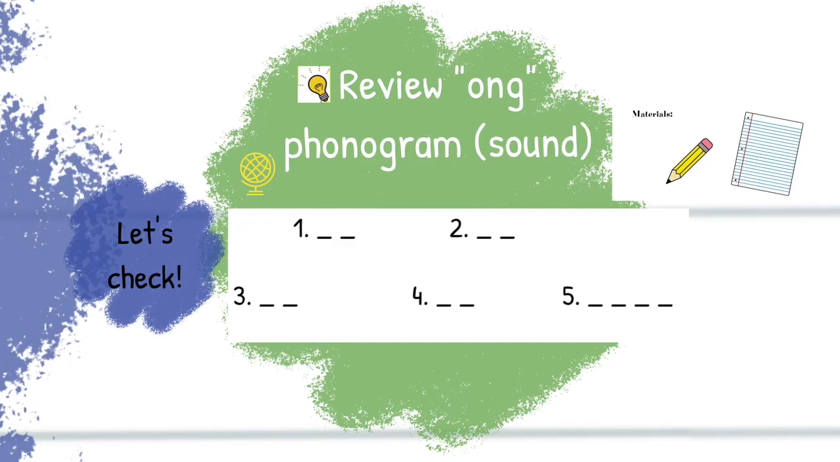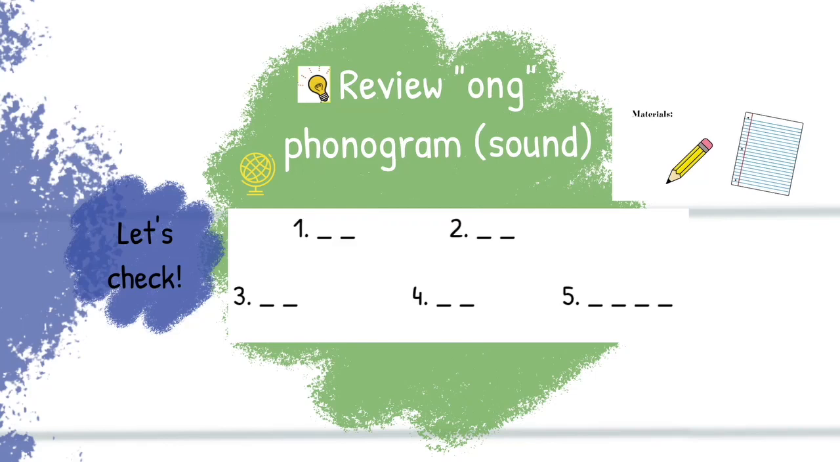And number 5 is strong. Strong. Like you are strong. You can do this. You got this. You're strong. Ong. There are 4 sounds there.